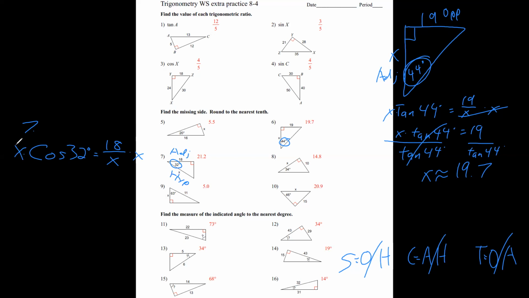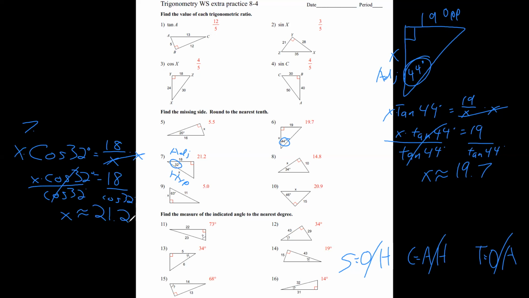Once we multiply by x, that side's canceling off. I'm going to rewrite this. I have x times cosine of 32 equals 18. Get x by itself, so divide off cosine of 32. Cancel off. And again, whatever I get here will be my answer. So plug that into the calculator: 18 divided by cosine of 32. Practice typing it in. Make sure you get the correct answer. The answer on this one was 21.2.